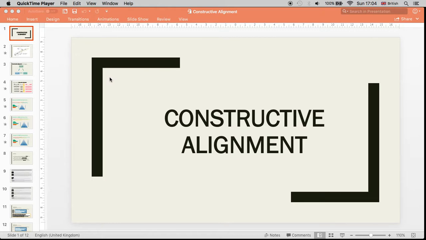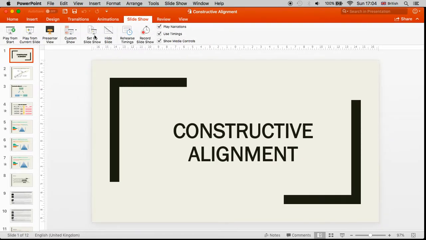Hi, everyone, and welcome. Today, we'll be talking about the concept of educational constructive alignment. What is it? Let's get started.